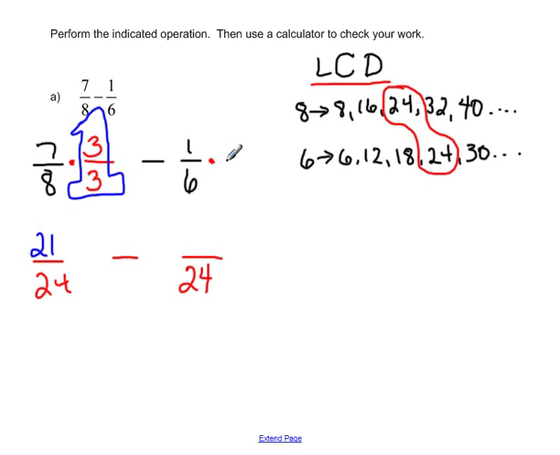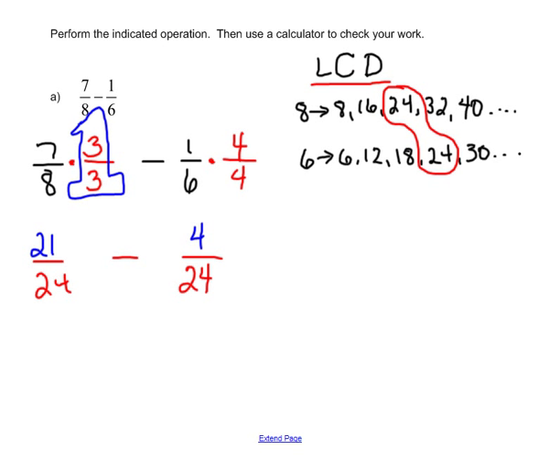I need to get it to have a 24 denominator. So 6 times what is 24? Well, 6 times 4 is 24. And if I do that to the denominator, I need to do it to the numerator as well. 1 times 4 is 4. Now 21 over 24 is equivalent to the fraction 7/8. 4 24ths is equivalent to the fraction 1/6, but now I have the common denominator, and now I can go ahead and do the subtraction.